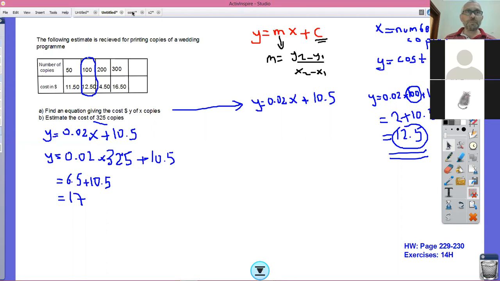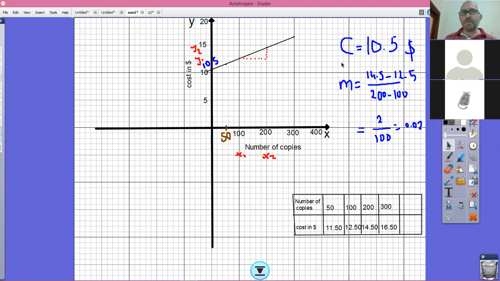Let's go back. Now for c, it is from the beginning. Do you see the 0? When it's 0, meaning 0 printing, how much should you pay? 10.5, because the line cuts the axis at 10.5. This means the constant is 10.5, so c is equal to 10.5. Without any printing, you should pay that money. Now I found c, I need to evaluate m.